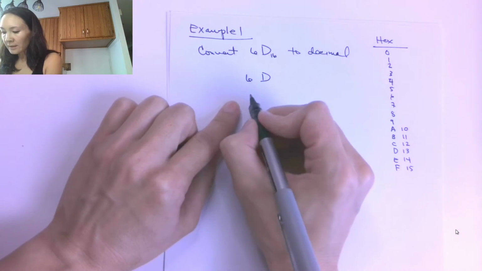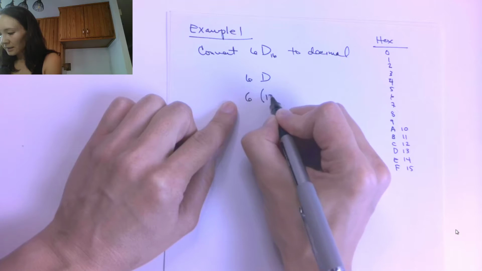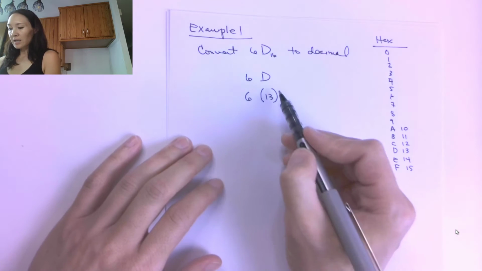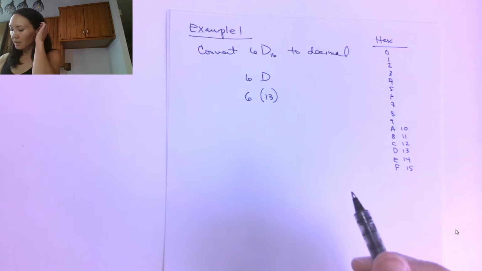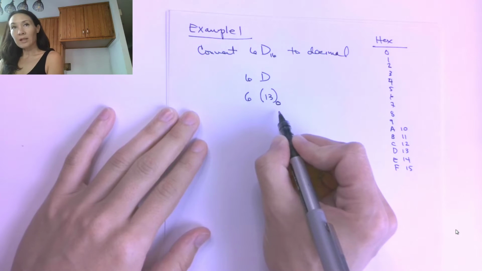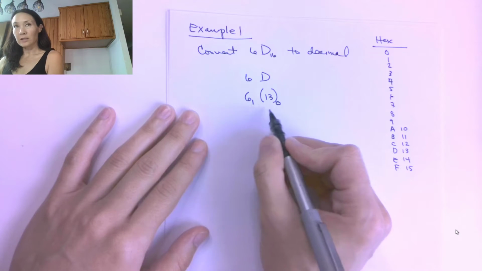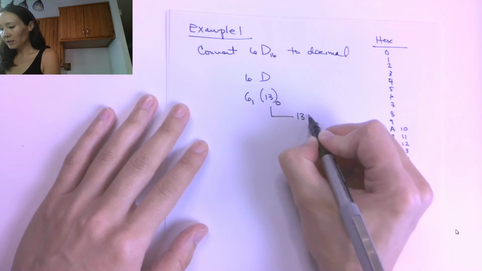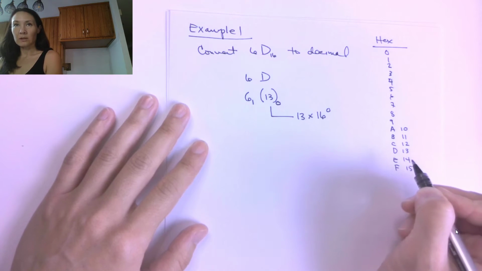So this D is like a 13. We're not going to separate the digits into 6, 1, 3. We're going to keep this 13 as its own digit because technically it is. That's what the letter D is in hex. So then what did we do? We made subscript placeholders starting at 0 in the least significant position and then increasing as we move to the left. And then we take this digit, 13, and we multiply by our base, 16, raised to the subscript.